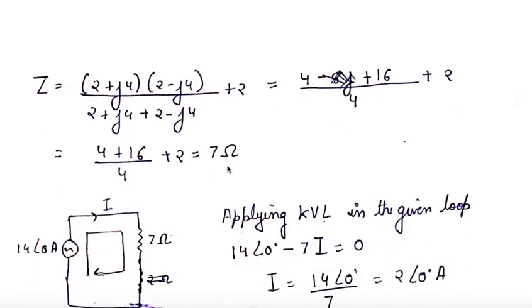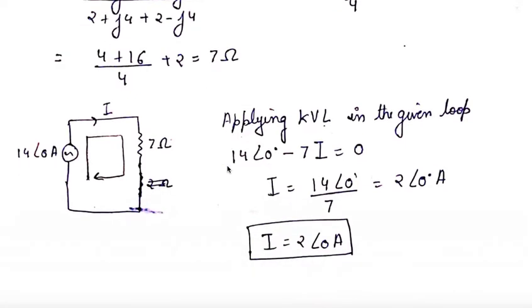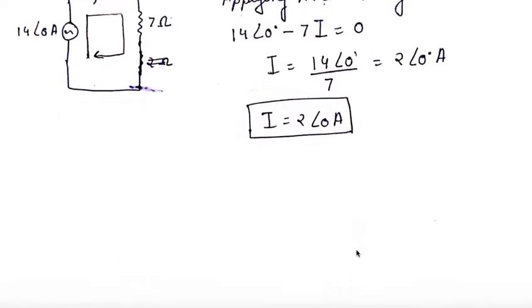It comes out to be 7 ohm. You know how to solve parallel resistance. Then the whole impedance comes out to be 7 ohm. We will make the equivalent circuit. This is 14 angle 0 degree. This is our current I and this is 7 ohm. So we will apply KVL. 14 angle 0 minus 7 I is 0. So I equals 14 angle 0 degree divided by 7, which is 2 angle 0 degree ampere. So current in the circuit is 2 ampere phase 0.